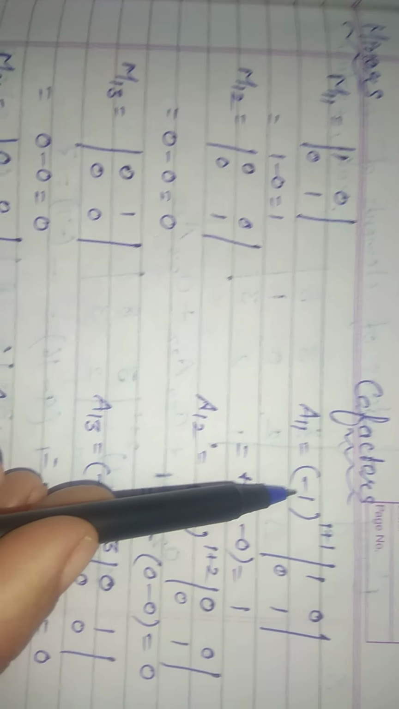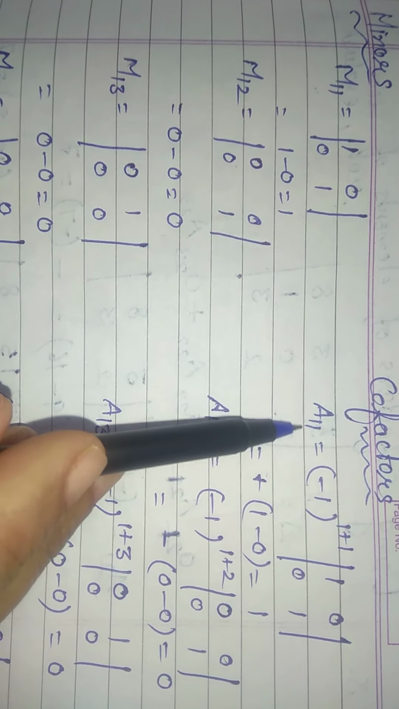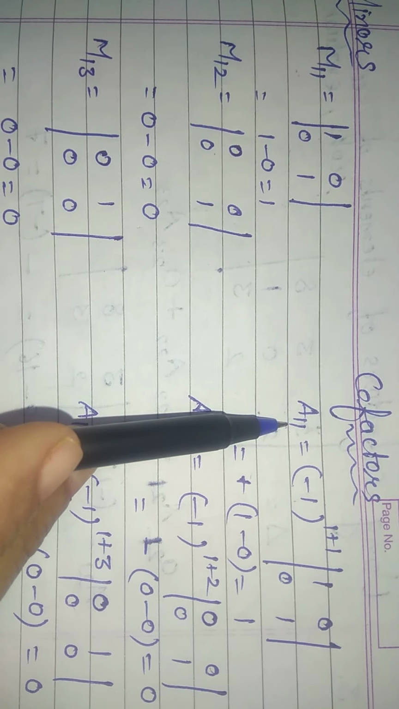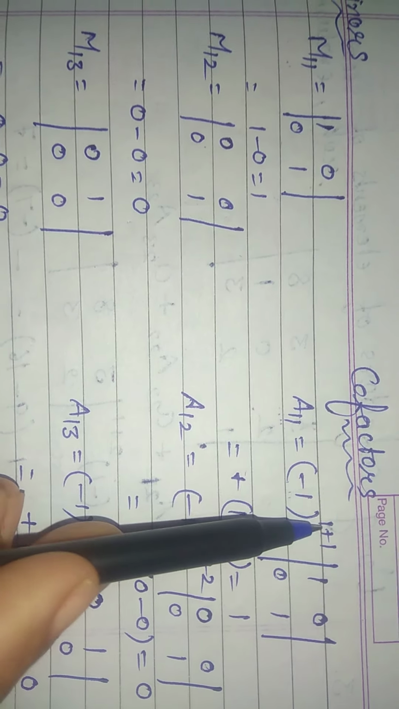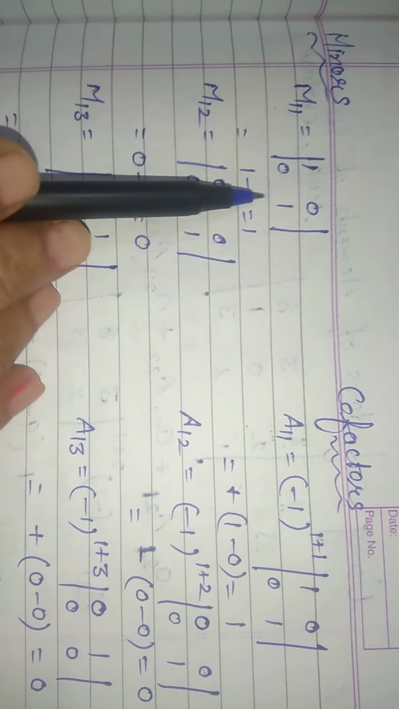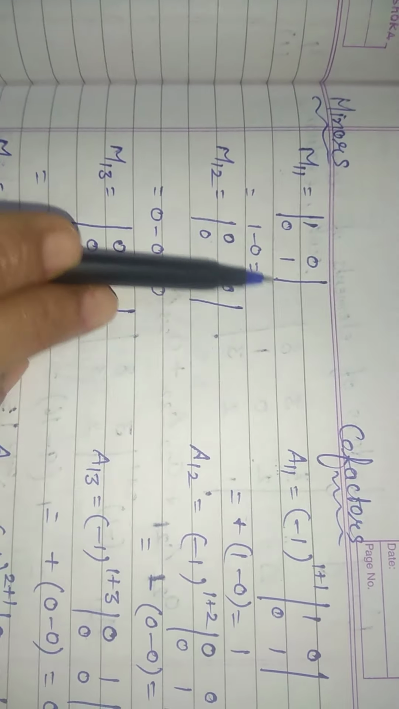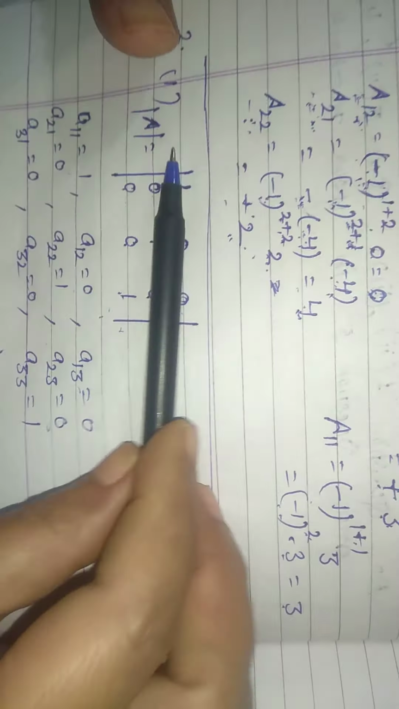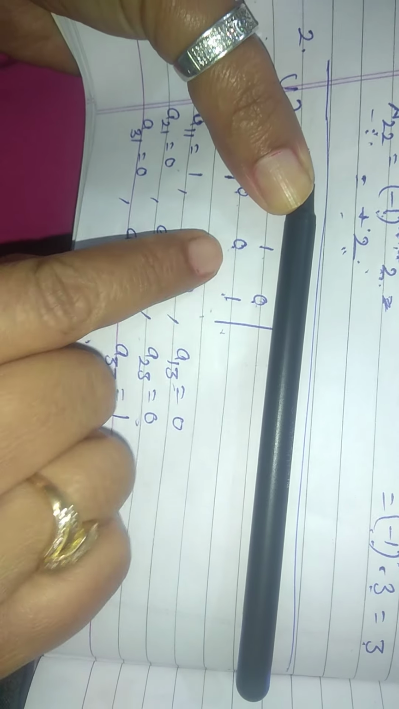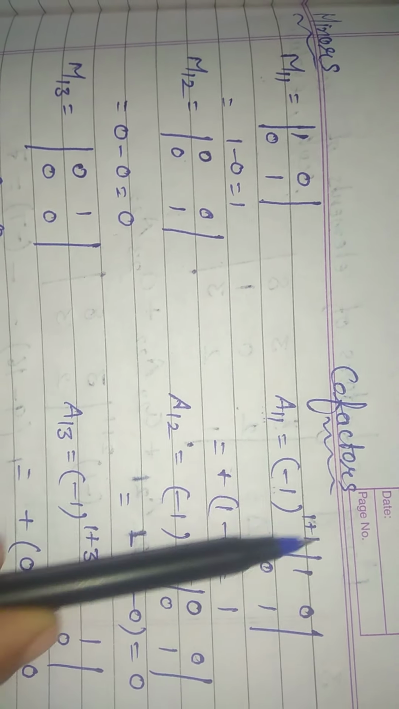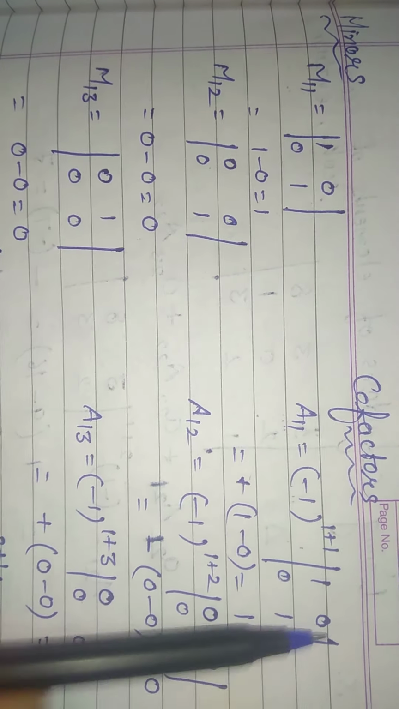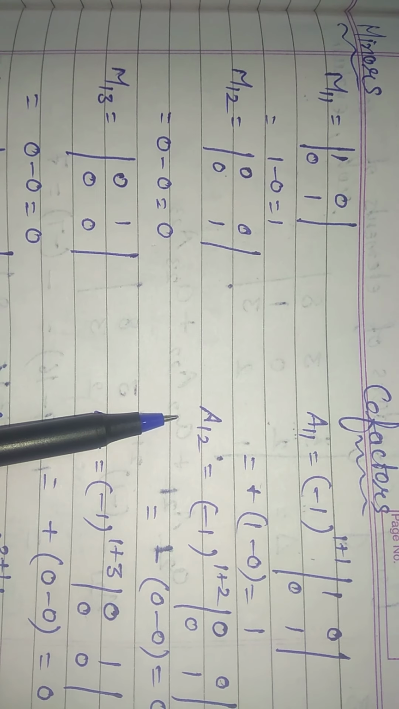How will you find cofactors? If you want to find A11, the cofactor of A11, it is minus 1 raised to power 1 plus 1, and you can write M11 as it is, or you can take directly by using this matrix. Minus 1 raised to power 1 plus 1 into, leaving these elements and these elements, what is left? 1 0 0 1. Then what is the answer? Minus 1 raised to power 2 is positive, so it will be 1 into 1 minus 0. Answer is 1.